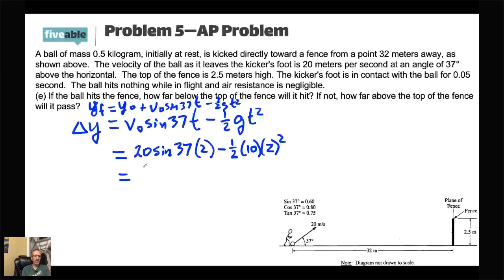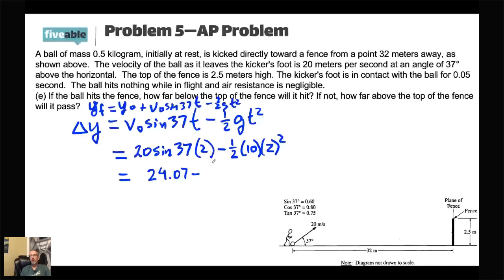So let's take 20 times the sine of 37, and then we're going to multiply that times 2, and we get 24.07. I know that's a big number, but remember we're going to subtract something from it. So that's 1/2 of 10 times 4, and that gives me 20. So this is 20 meters. And so now when we do our math, we'll notice that we have 4.07 is our change in position.